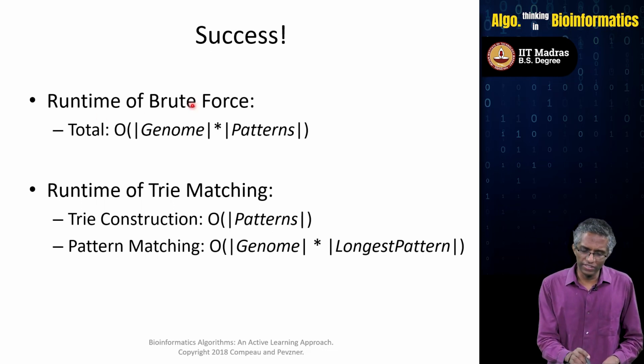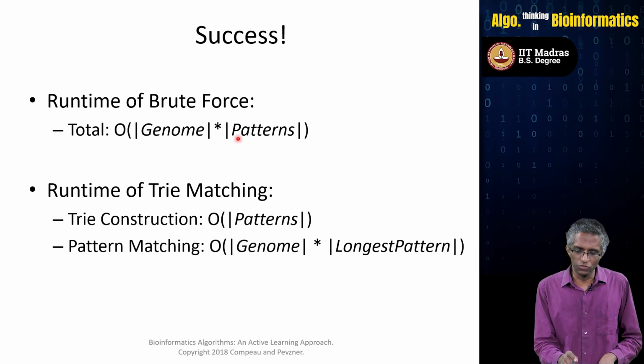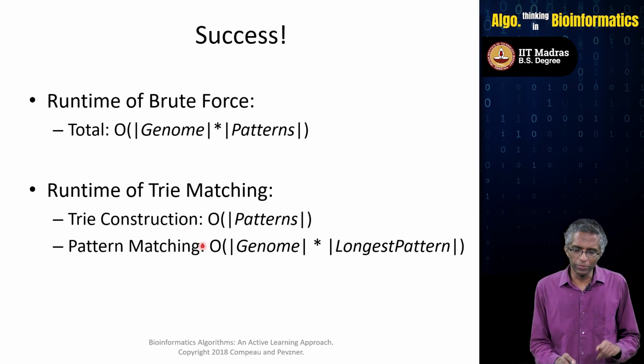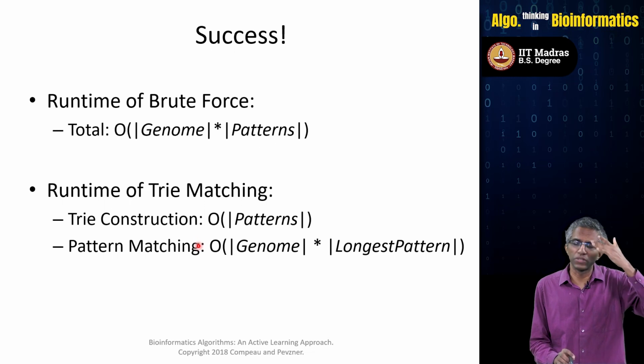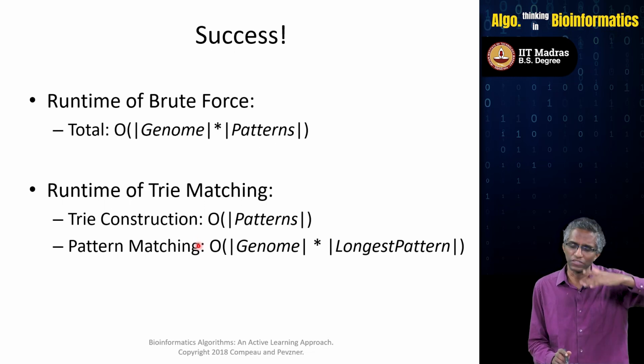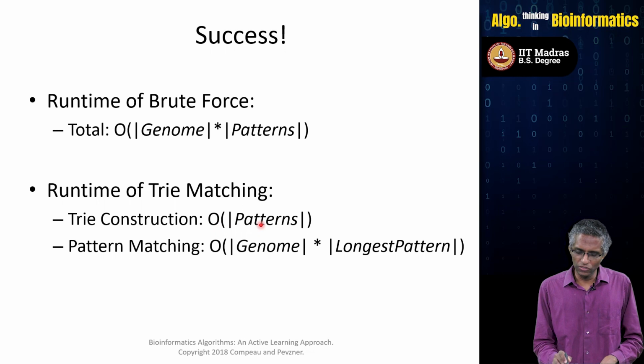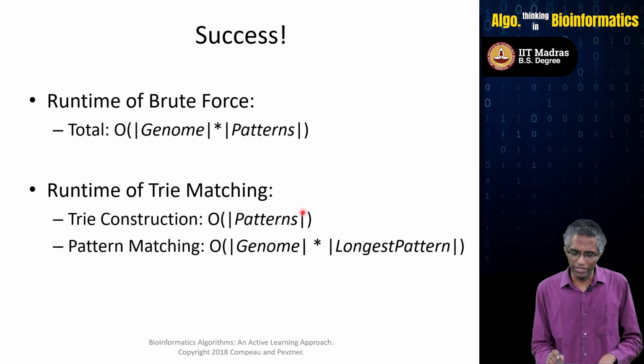So what is the running time of the brute force? It was order of genome into the total size of all the patterns. The running time of the trie matching is going to be the trie construction. If you remember, we were going through every pattern one at a time and adding these different branches, right? So it is going to be linear in the size of all the patterns combined, so order of patterns.